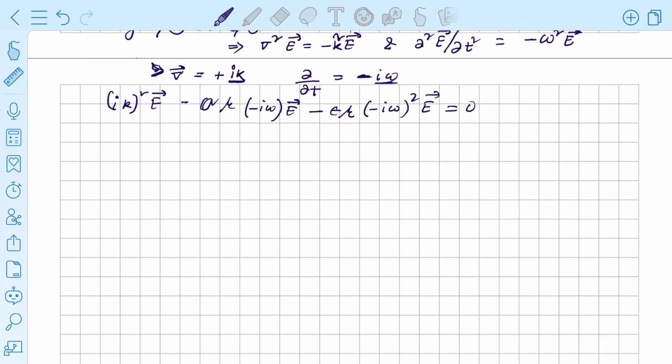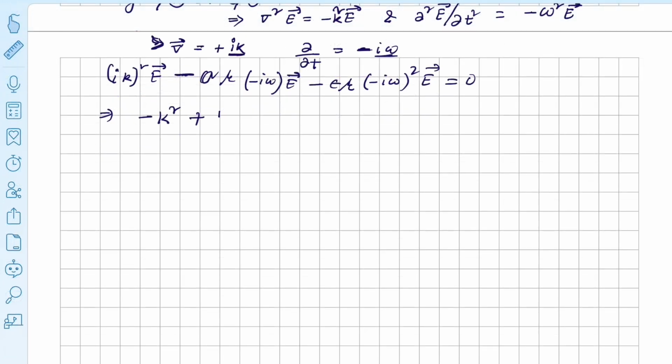Let me scroll this page. So this implies we can cancel E, right? If we simplify this, then we're going to get minus k square, then plus sigma mu, here we're supposed to write i omega, then squaring this we're going to get minus omega square, then this minus again is going to be plus, right?